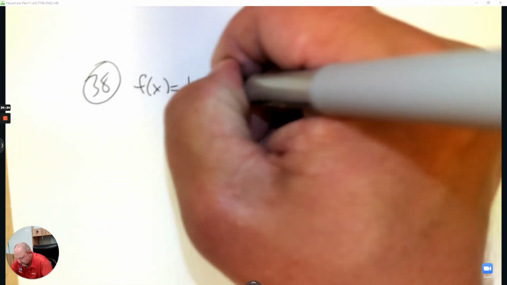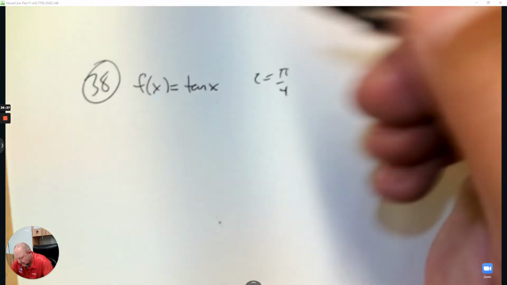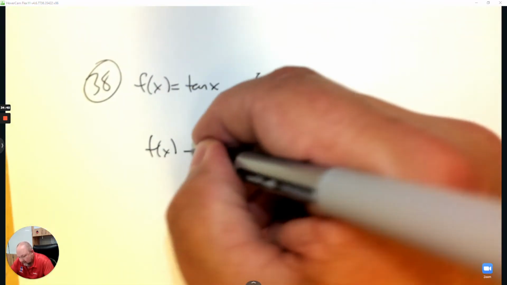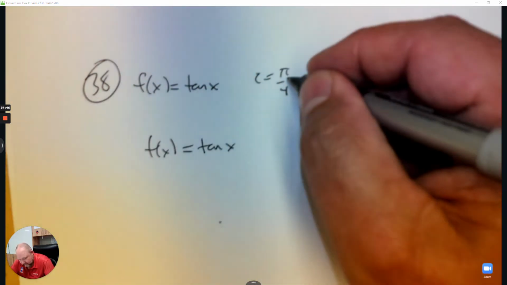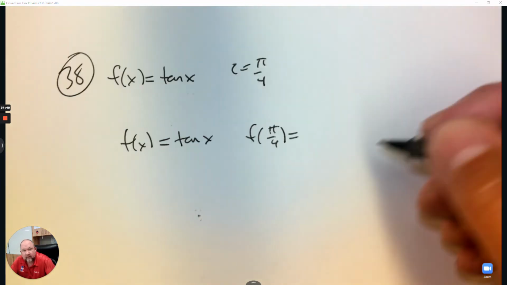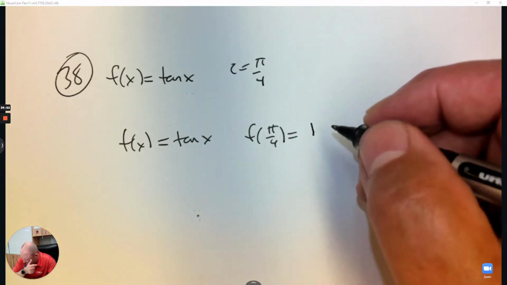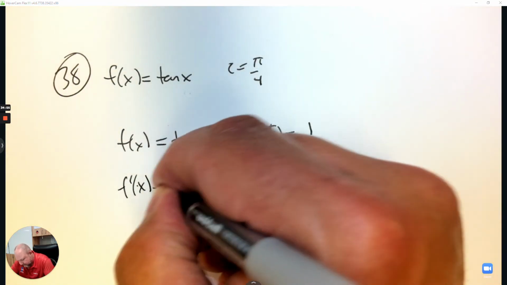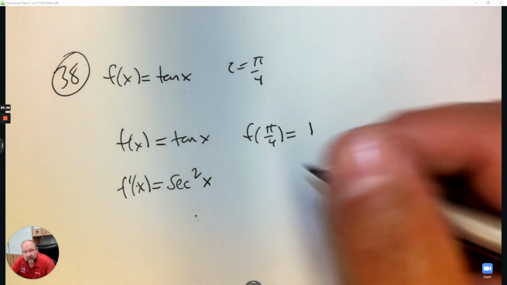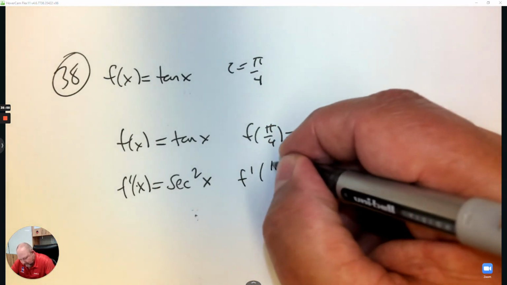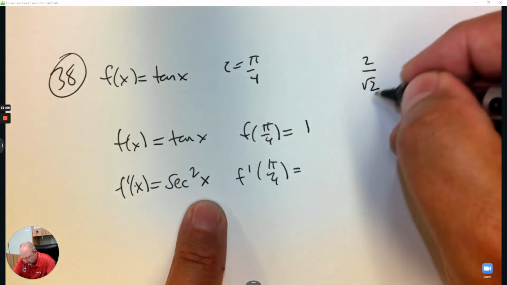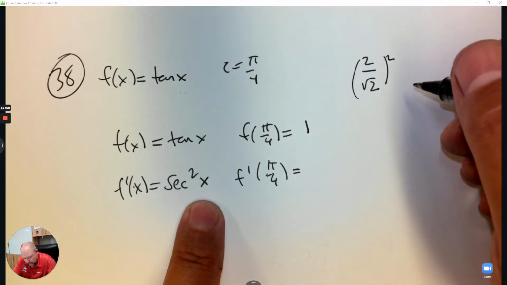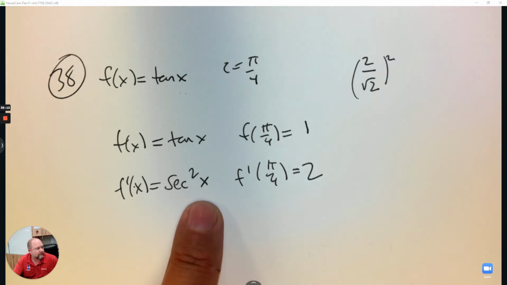Find a third degree Taylor for this, centered at pi over 4. All right, here we go. So, f of x equals tangent x. It's centered there, so I need pi over 4. The value of tangent of pi over 4 is 1. Then the derivative, at pi over 4. So it would be 2 over root 2. So it's the reciprocal of the x-coordinate. And if you square it, it's 4 over 2, which is 2.